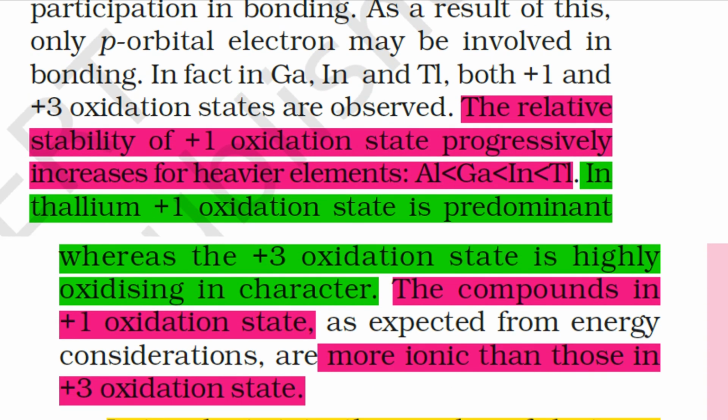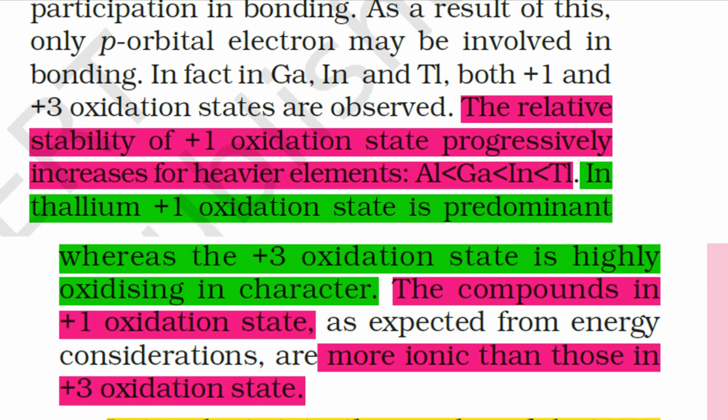Next, another important thing, in thallium, +1 oxidation state is predominant, whereas +3 oxidation state is highly oxidizing in nature. Now this line is very important as it connects this chapter with redox reaction, because it says that thallium generally shows +1 oxidation state, but if it is present in +3 oxidation state, then it is oxidizing in character. That means it will act like an oxidizing agent. That means it will oxidize others and itself will undergo reduction. That means it will gain electrons.